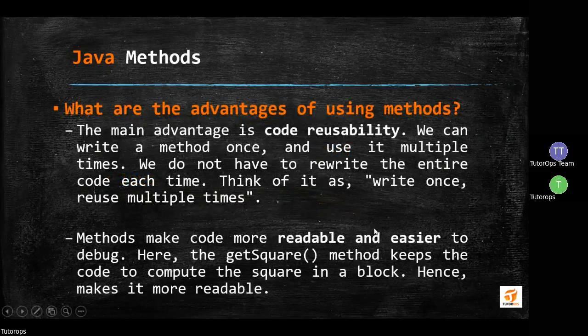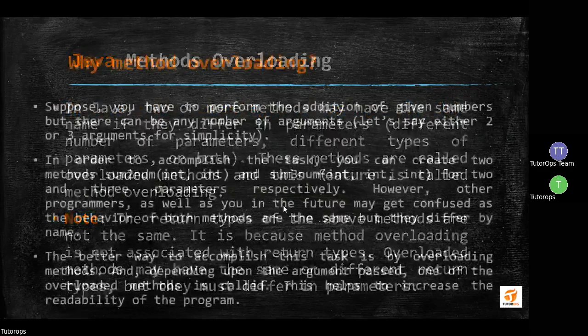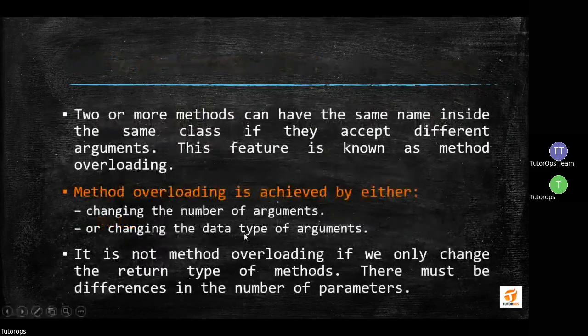This is some method definition I've added here. You can go through this. Now I'm coming to method overloading. What is method overloading and how does method overloading work in Java?